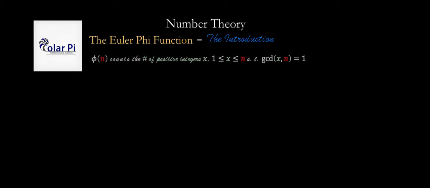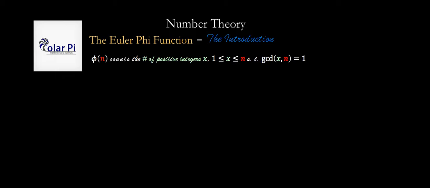So, what is Euler's Phi function? Euler's Phi function phi of n counts the number of positive integers x that are less than or equal to n and relatively prime to n. This is all it does. It takes n, writes down all of the positive integers that are less than or equal to n, and looks at that list and counts how many of them do not share a common factor with n. Of course, having a common factor of 1 doesn't count. So it counts how many integers less than or equal to n do not have a common factor with n other than 1.